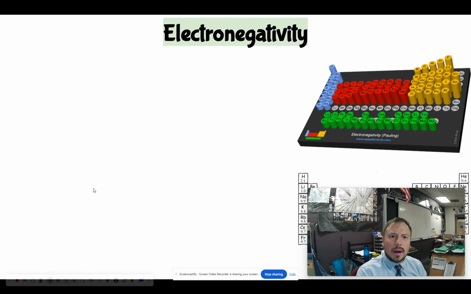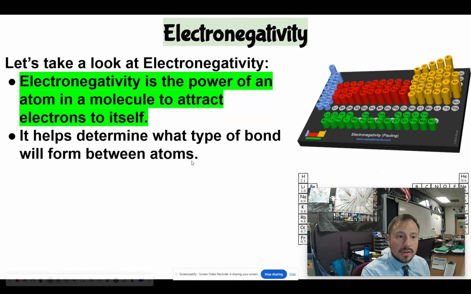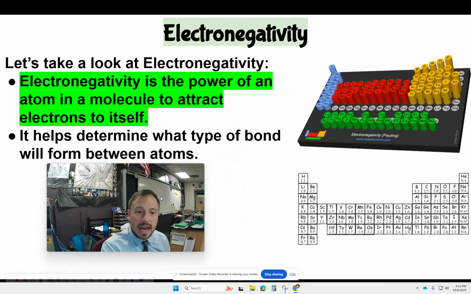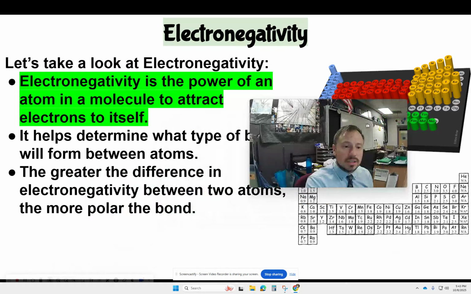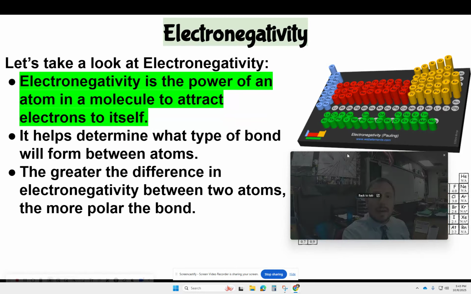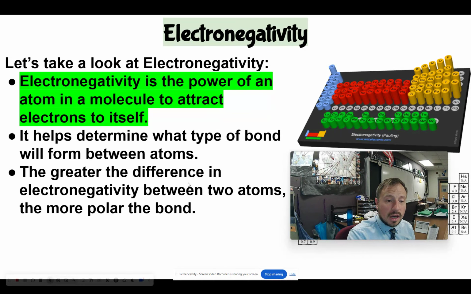So before we talk about bonds, we need to talk about electronegativity. Electronegativity is the power of an atom in a molecule to attract electrons to itself. This is going to help determine what type of bond will form between those atoms. And you can see here the greater difference in the electronegativity between those two atoms, the more polar that bond is going to be, meaning more one-sided, right? Those electrons are going to go to one element or the other.